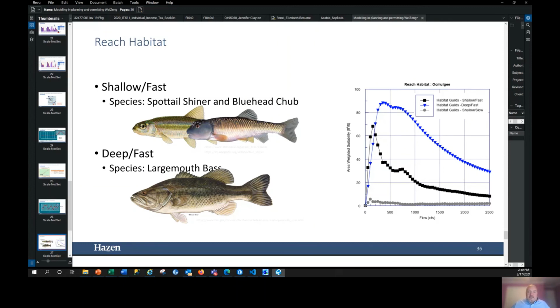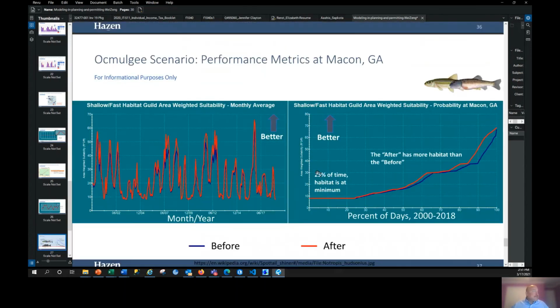The black curve shows habitat versus flow for shallow, fast swimmers such as spot-tail shiner and bluehead chub, while the blue shows habitat versus flow for deep, fast swimmers such as largemouth bass. When we apply those curves to simulated flows with and without the new upstream demand, we get time series of area-weighted habitat suitability, which then we can plot as cumulative density functions.